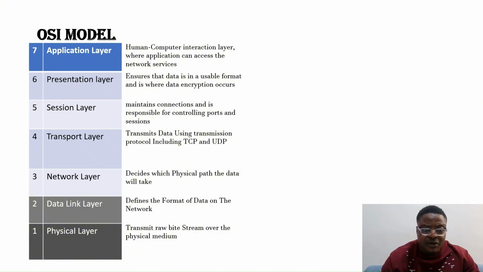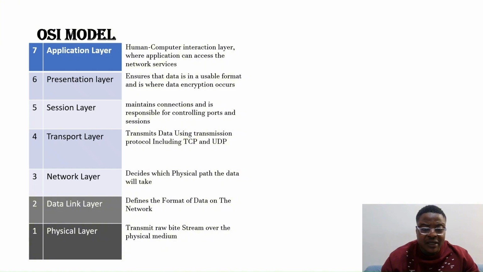This is the complete OSI model, 1 to 7, in which the physical layer is number 1, data link layer number 2, network layer number 3, transport layer number 4, session layer number 5, while 6 and 7 are the presentation layer and application layer. The physical layer transmits a raw byte stream over the physical medium. The data link layer defines the format of data on the network. The network layer decides which physical path the data will take.